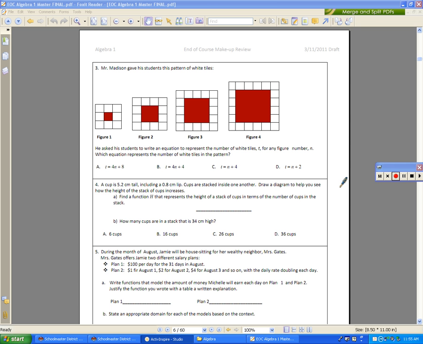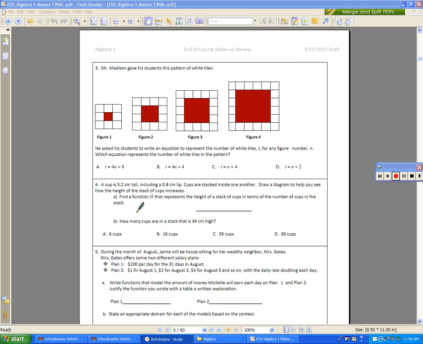8. In day 2 there are what? 12. Day 3 there are 16, and then 20. Okay, so what is this going up by each time? 4. And so since it's going up by 4 each time, that means that this one will be linear, okay? And that's what all of these are, so those are our choices, okay?